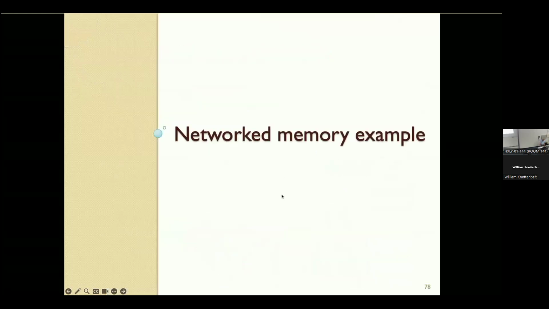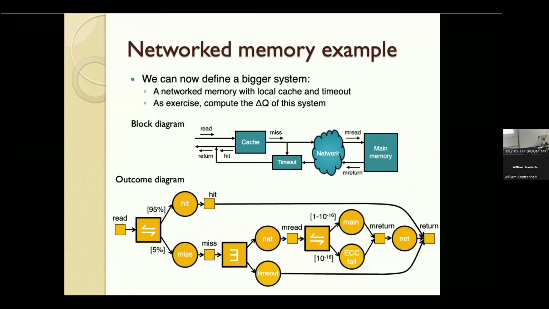Okay. Now we can actually start doing more complicated examples. So here's a more complicated one, which I will not handle, but Hossein is going to handle in a moment. Here's a bigger system, just as an example. Here we have a network memory read with a local cache and a timeout. So here on my side of the network, I have a cache. If I have a hit, I have the value immediately. If there's a miss, it goes to the memory, and the memory is on the other side of a network here with mread, mreturn. And there's also a timeout because the main memory read might fail. So this can be modeled with this outcome diagram.